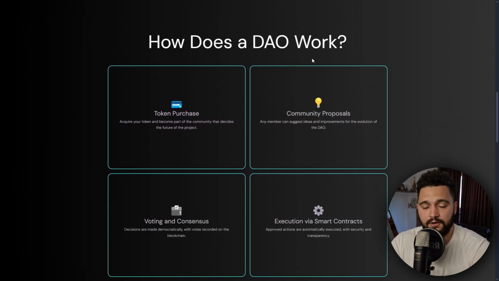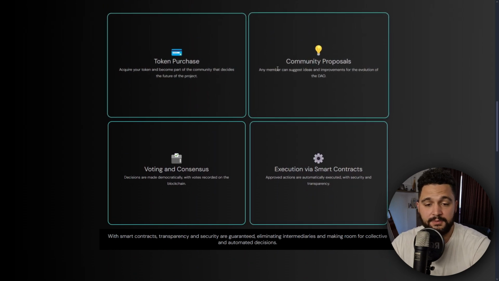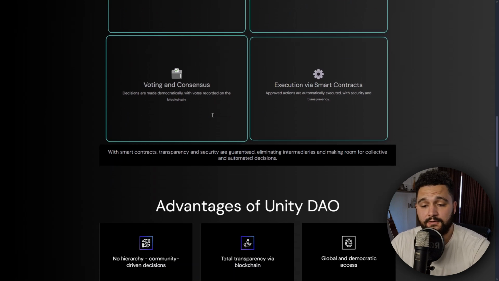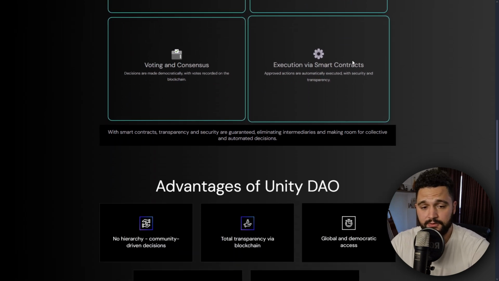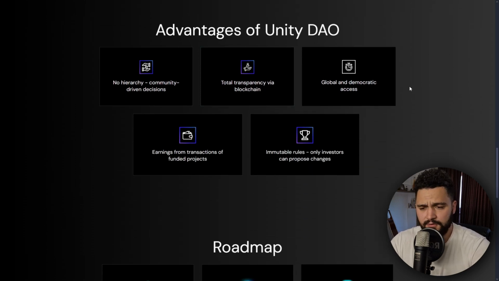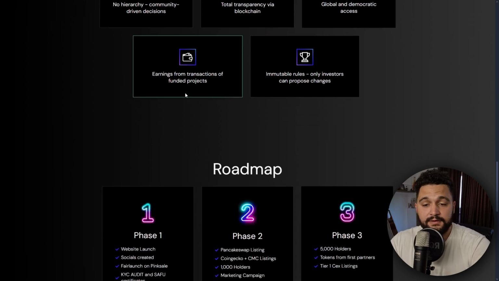How does the DAO work? You purchase the token, then community proposal. For example, any member can suggest an idea and implement it to the evolution of the DAO. Voting consensus, which will be recorded on the blockchain. Execution via smart contract. Advantages of the Unity DAO are no hierarchy, community-driven decisions, total transparency because it is all happening on the blockchain, global and democratic access, and earning from transactions of funded projects.